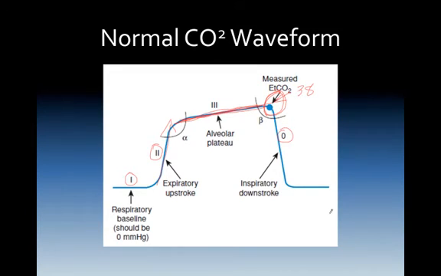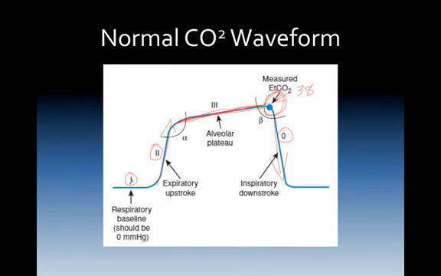A sharp fall reflects the inhalation of gases that are CO2 free or have a higher concentration of oxygen in them. So as we start inhaling, what we see is all of the CO2 sampling that we're looking at kind of go away. So this is our inspiratory downstroke right here.